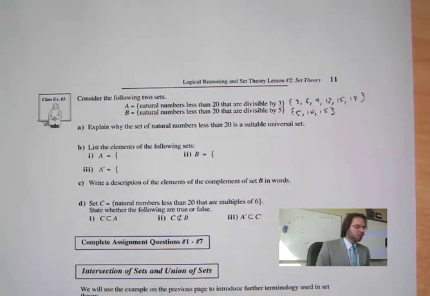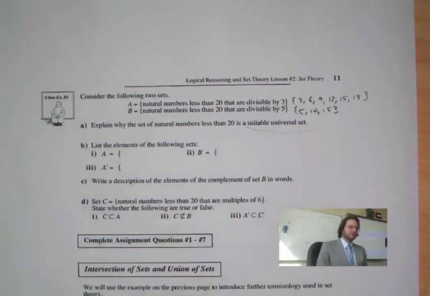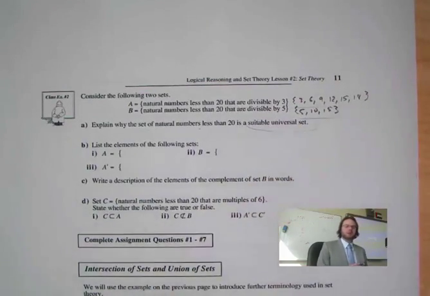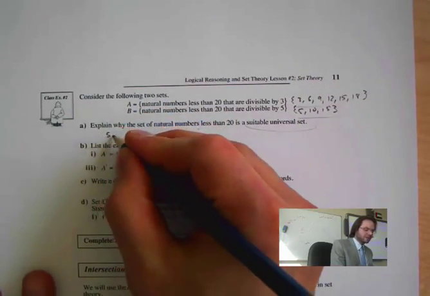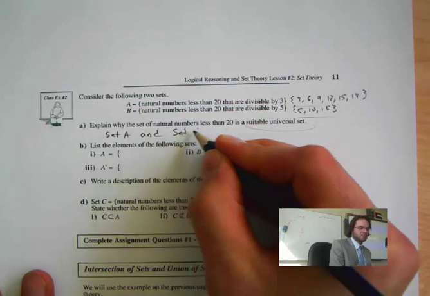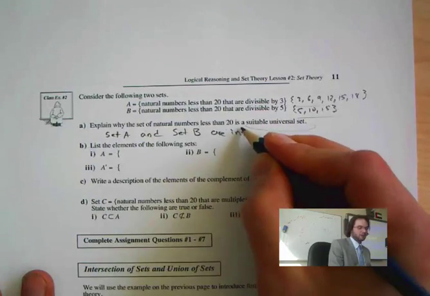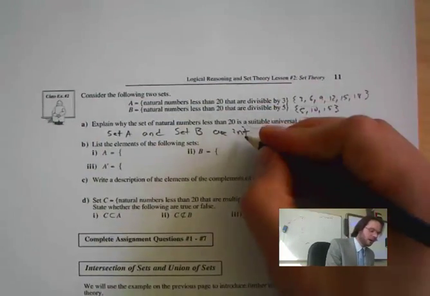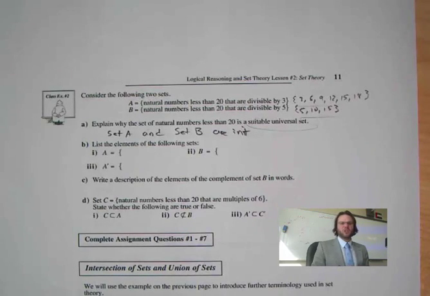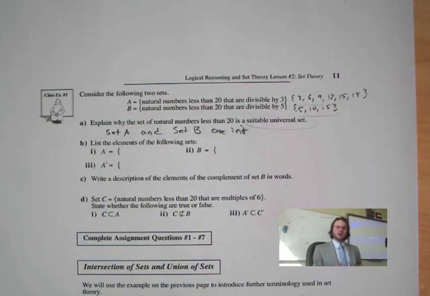So that's it. Now, explain why the set of natural numbers less than 20 is a suitable universal set. Why? Because all of these numbers and all of these numbers are in it. Because set A and set B are in it. And it doesn't go too big. If I said all less than 100, well then we have a whole bunch of numbers that we don't need. Here, there's not many numbers we don't need, but they're all in it. Okay? Everything with subsets are in it.